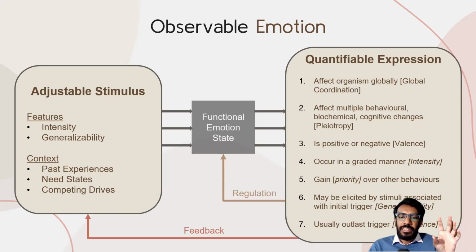So keeping this in mind, right, this expression will further serve to regulate the emotional state as well as provide feedback for the stimulus as well, right? Suppose you run away from an animal that is attacking you, then this provides feedback to the stimulus component that okay, now there is no need for this, so now you can calm down, basically, right?